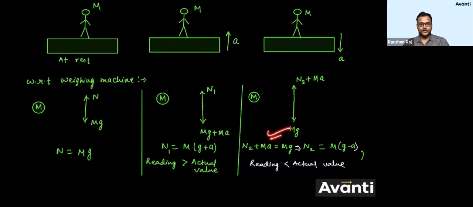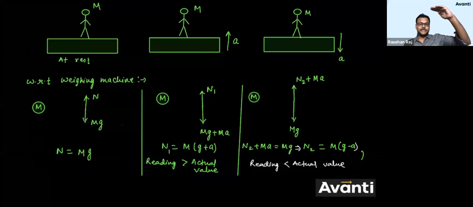In this case, what is the weight of the man? M into g minus a. In this case, what is the weight of the man? M into g plus a. It's not equal to mg. In this case, what is the weight of the man? Mg. That is what happens when the lift is coming down.